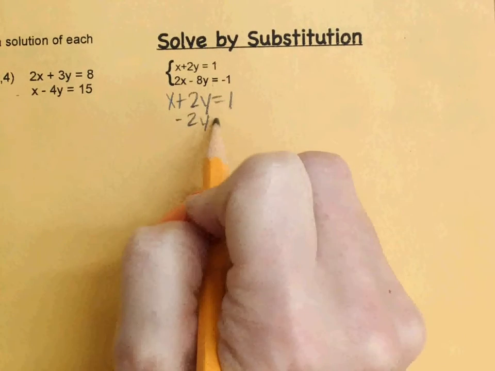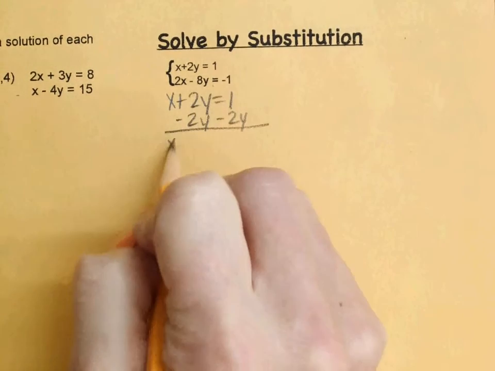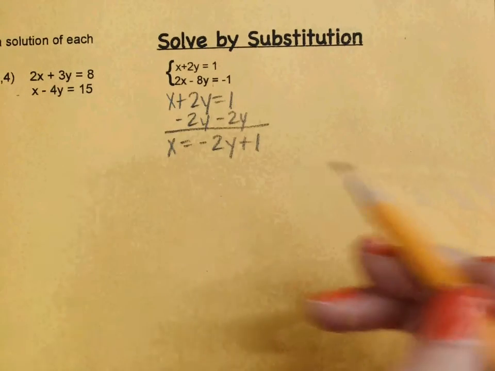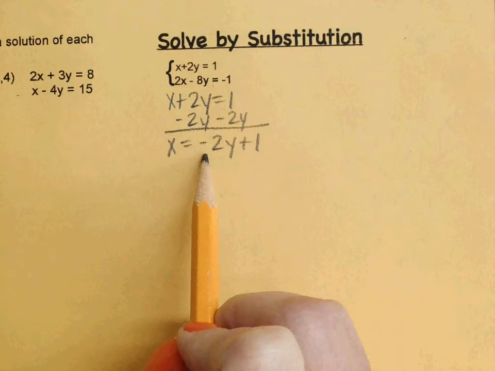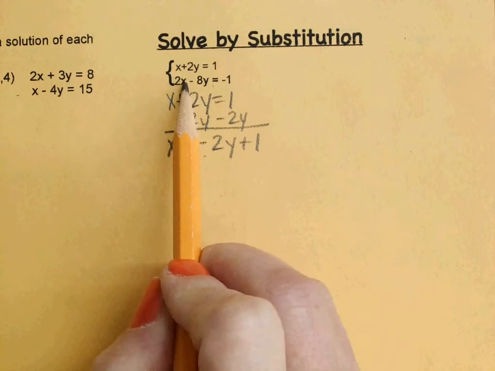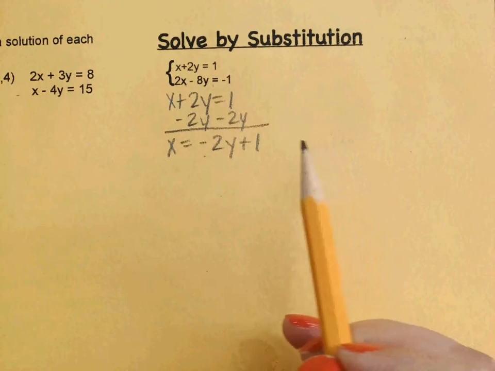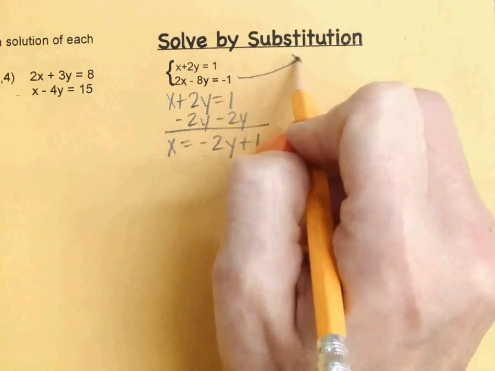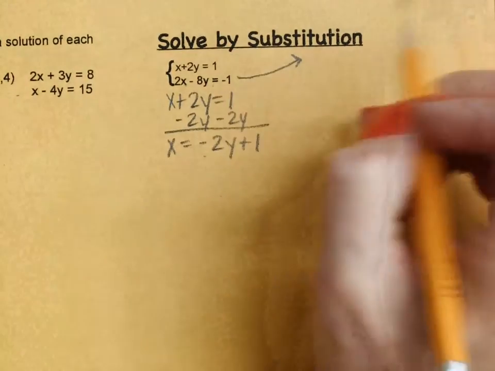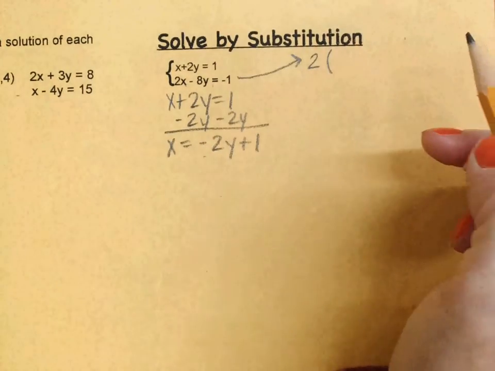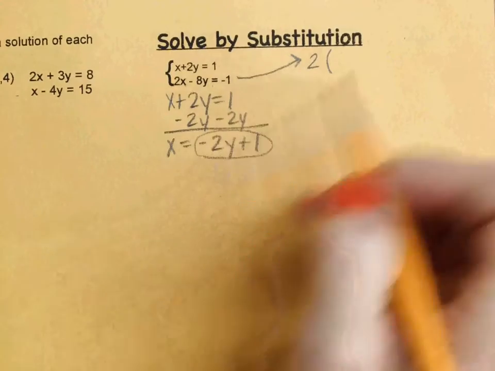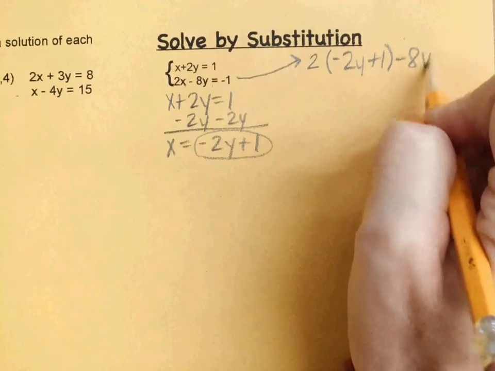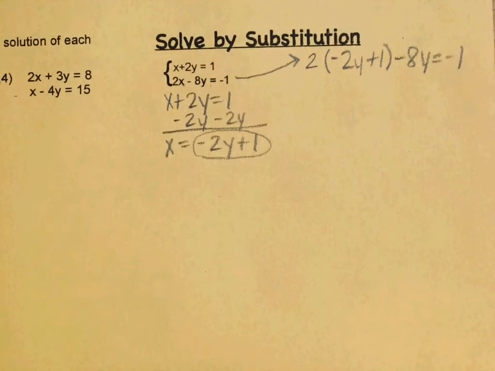So I'm going to subtract 2y on both sides. I have x is equal to negative 2y plus 1. Now by doing so, I can take this expression, negative 2y plus 1, and substitute it in for x of my second equation. So I'm going to rewrite that second equation. It's going to be 2, and then instead of writing x, x is equal to negative 2y plus 1, minus 8y equal to negative 1. So just rewriting the rest of that equation.